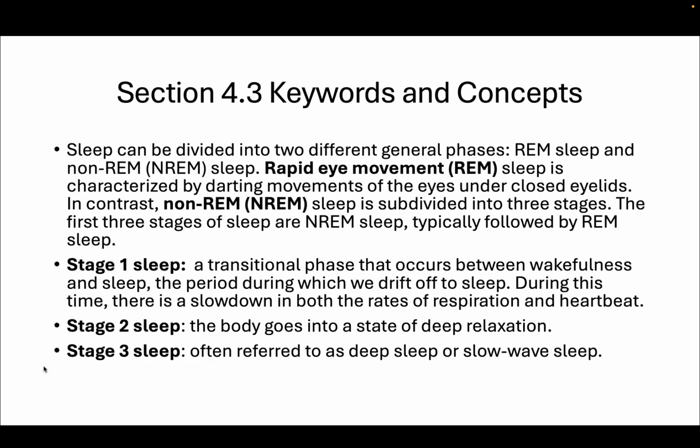Moving on to the phases of sleep. So sleep can be divided into two different general phases: rapid eye movement sleep and non-rapid eye movement sleep. Rapid eye movement sleep is characterized by those darting movements of the eyes under closed eyelids. If you watch somebody sleep, you can absolutely see this.